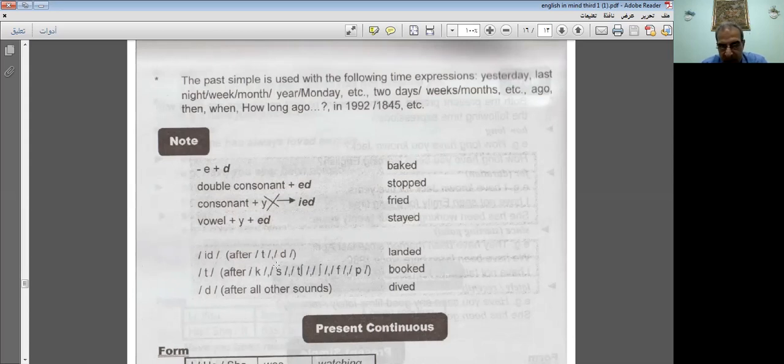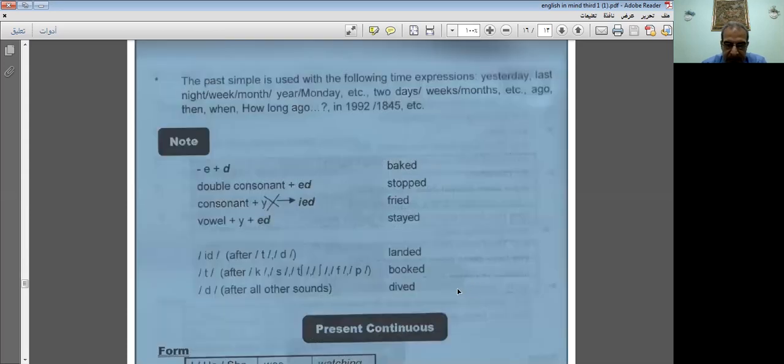Here is the pronunciation: landed, and after S, booked. Here we have the other letters you see here, dived.